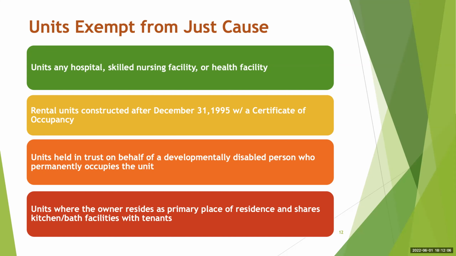Units where the owner resides as their primary place of residence and shares a kitchen or bath facilities with a tenant. This is one that we get more often than not. This is basically someone who is renting a room out of her home or out of her condo, right? That unit is going to be exempt from just cause.